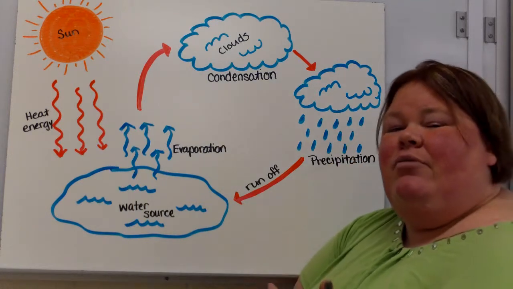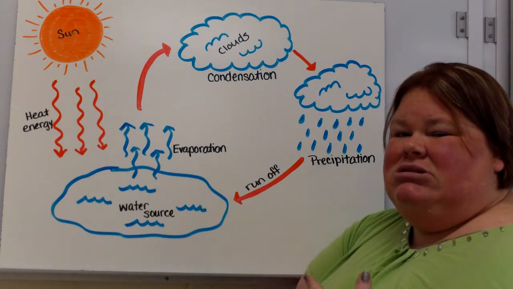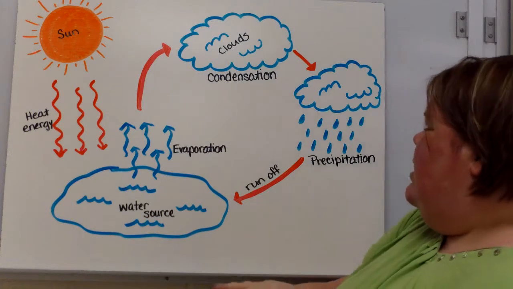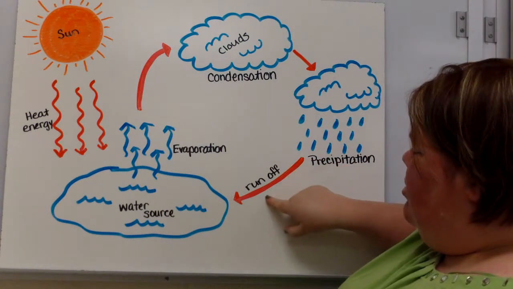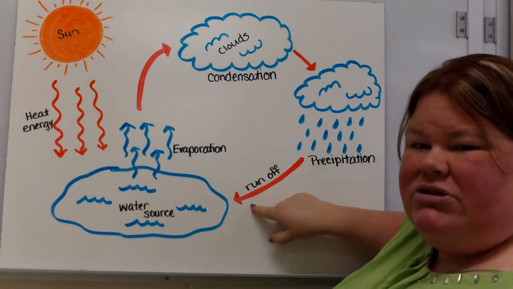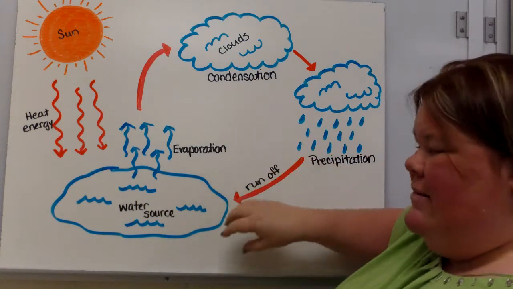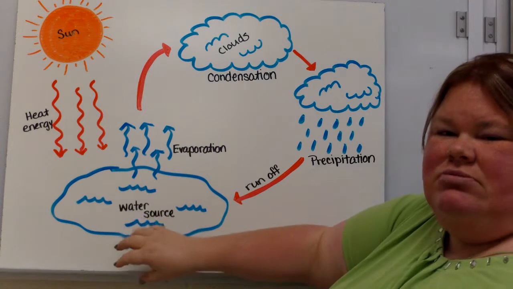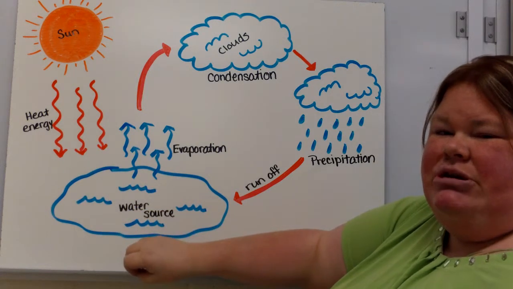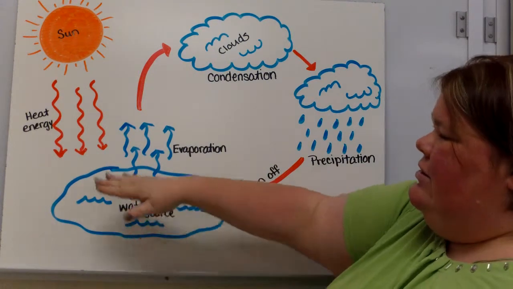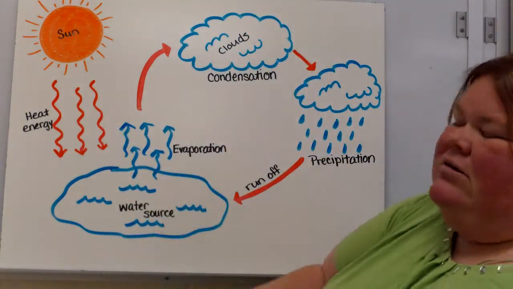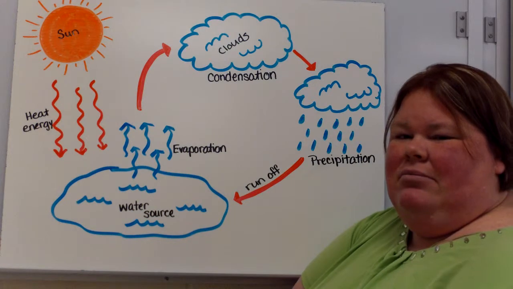And that's when we have rain, sleet, snow, and hail. And then once it reaches the earth, it becomes runoff. This is when it runs down rivers, down mountains, and then back into the oceans and lakes and streams and other places on Earth. And then the cycle goes continuously in a circle.